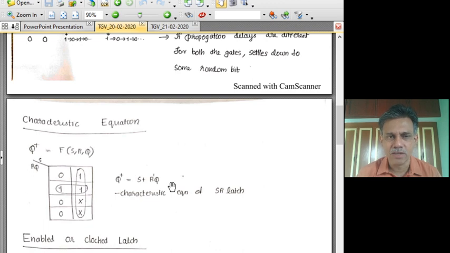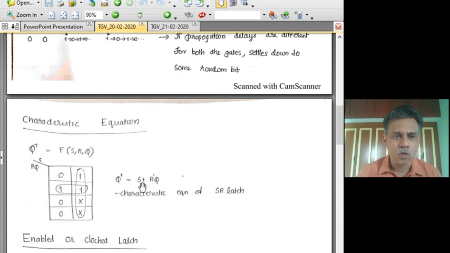Whenever S and R are fixed at one state, Q will settle down to a value. When S and R change, possibly Q will change, and the new value is what we call Q plus, and the old value is what we call Q. Sometimes we call Q the present state and Q plus the next state.